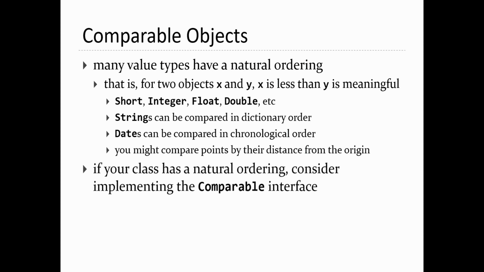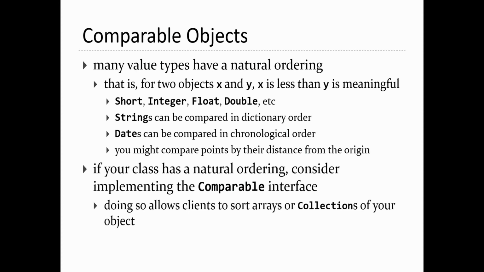So if your class has a natural ordering, and you think people might want to sort collections of objects of your type, then you should consider implementing what's called the Comparable interface. If you do, that lets people who use your class sort arrays or collections of your objects. It also lets people use things like TreeSet and TreeMap, because they are both sorted collections, a sorted set and a sorted map.